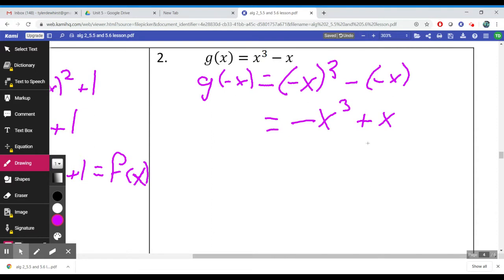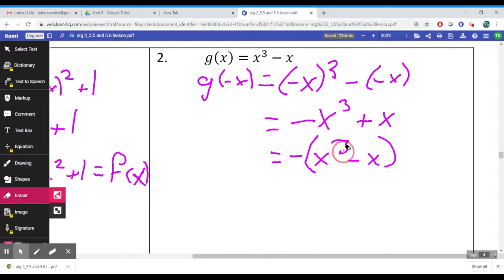Notice that this result that we got here is the same as what we started with, but both of the signs are swapped. We could also rewrite this if we wanted by factoring out a negative as negative x to the third power minus x. That third power looks pretty bad. Let me see if I can make that look a little bit better for you guys. Maybe a little bit better.